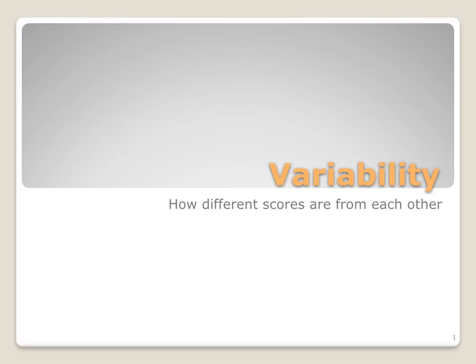Now that we've learned about measures of central tendency and which measure we typically use, we're going to talk about variability. So we've talked about finding the central tendency of a distribution of scores. So now we're going to talk about how different scores are from each other. So we're going to talk about the variability within a distribution of scores. And variability is going to become very important when we start talking about finding differences between groups, which is ultimately what statistics really tries to do.